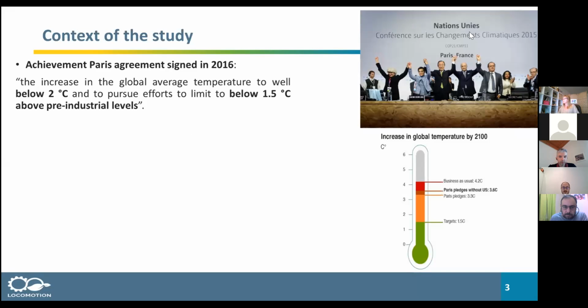Sorry, I'm trying to remove some part of the Zoom. It's in front of my screen, but never mind.